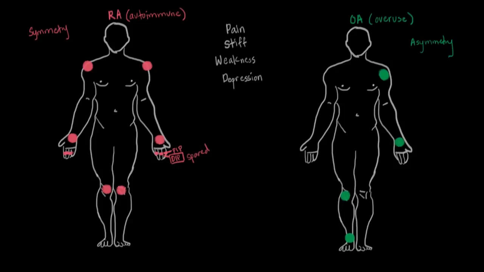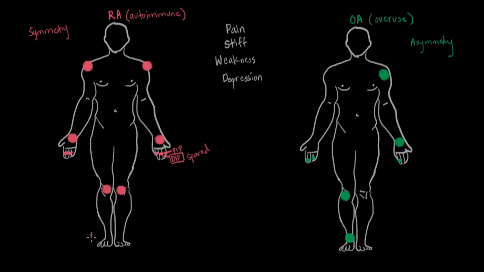And as you guessed, for osteoarthritis, the DIP is not spared. So the very last joints here can be affected. But again, it's not symmetrical, so we might have these fingers on one hand and different fingers on the other hand. DIP, PIP, very important to know for physical exams and also for testing.